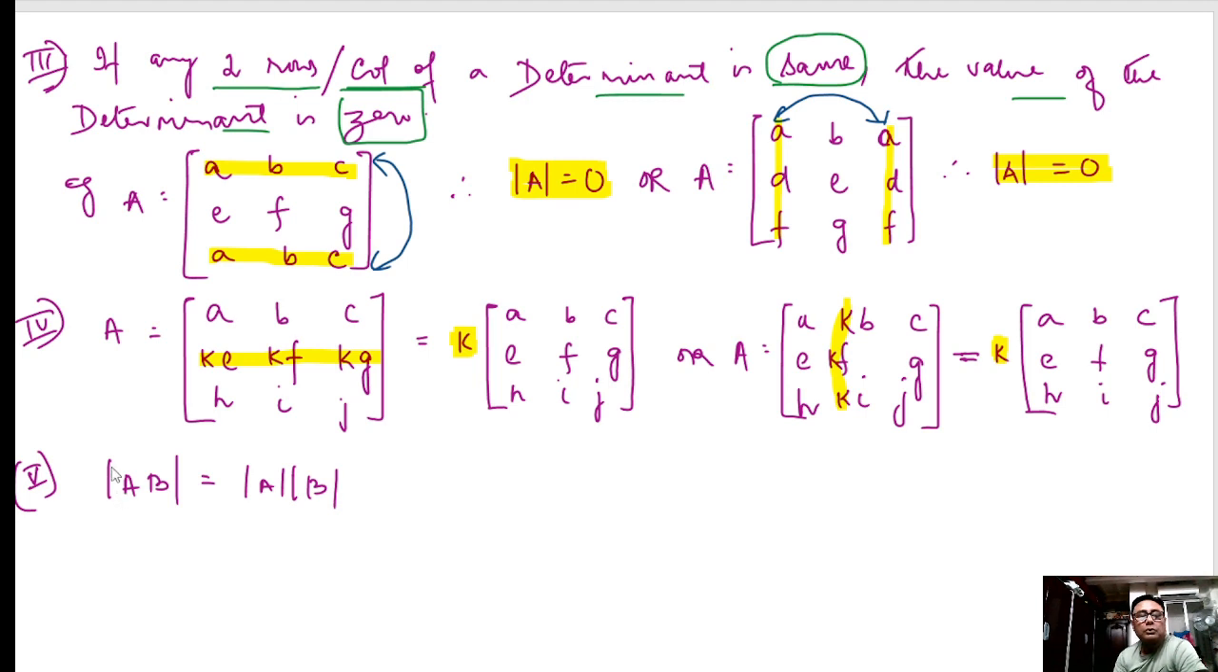Modulus of the product of two determinants will be the same as the modulus of the first determinant into the modulus of the second determinant. Suppose A and B are two determinants. First you multiply A and B, then find the modulus. It is the same as first finding the modulus of A, modulus of B, then multiplying them. The answer will be the same.